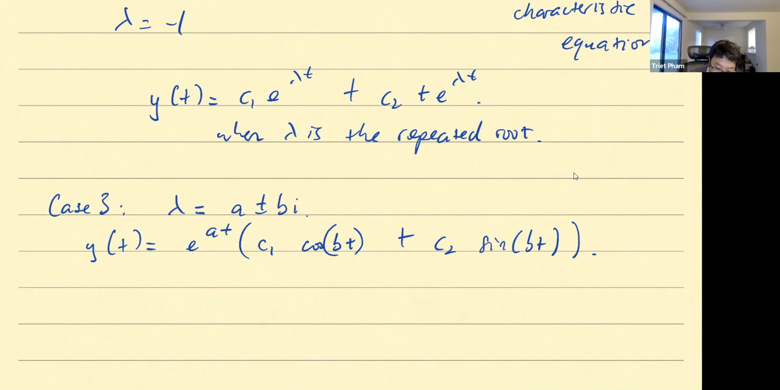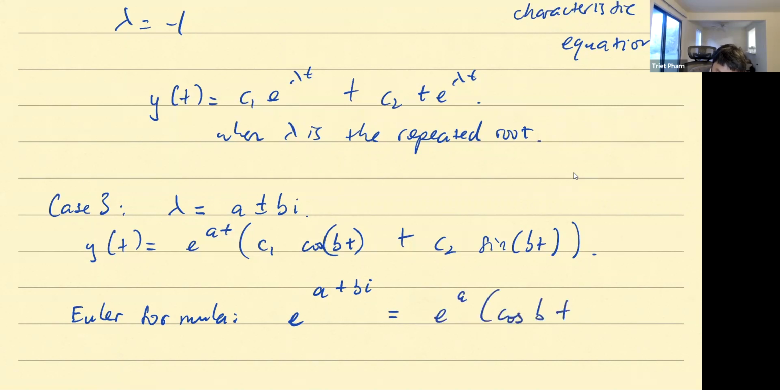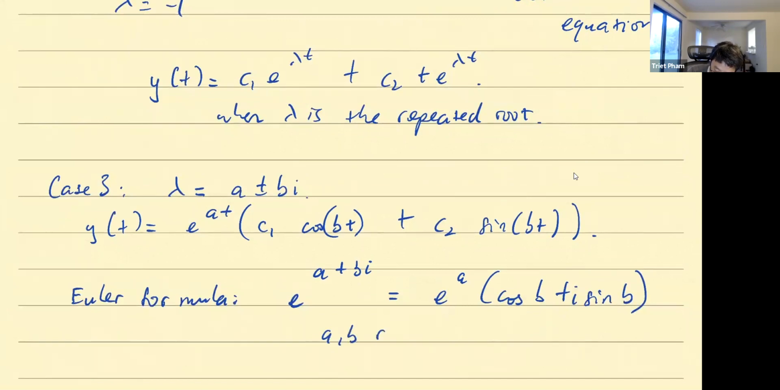So first of all, where do these cosine and sine come from? The cosine and sine come from the Euler formula to begin with. The Euler formula says that e to the a plus bi is e to the a times cosine b plus i sine b, where a, b are real numbers.